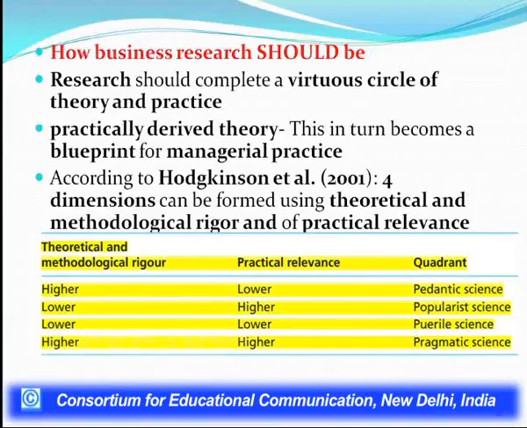Now, how should business research be? Research should complete a virtuous circle of theory and practice. Practically derived theory, in turn, becomes a blueprint for managerial practice. According to Hodgkinson in 2001, there are many dimensions which can be formed using theoretical and methodological rigor and practical relevance. Now, I would like to give an explanation in this regard.